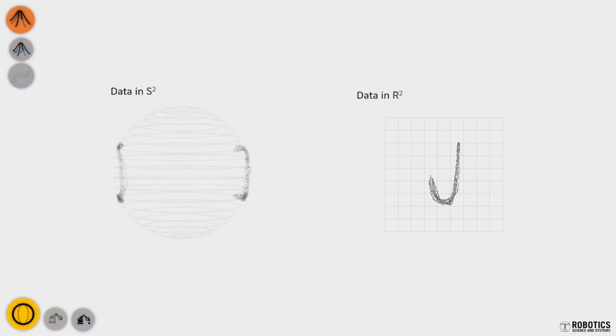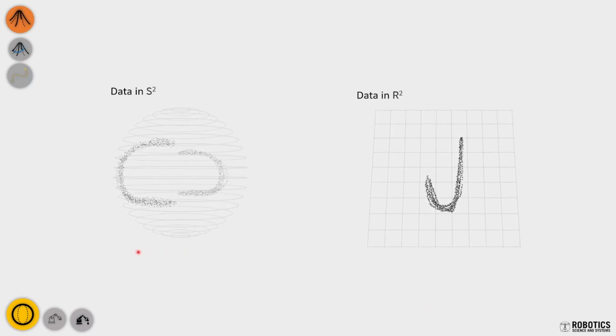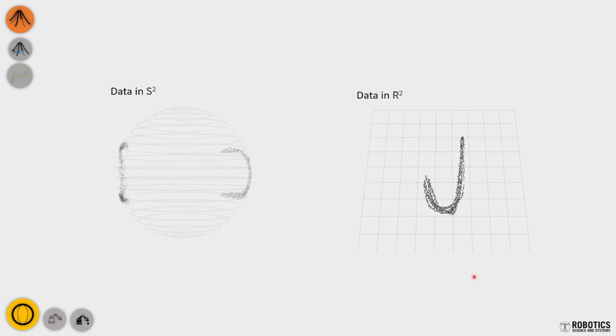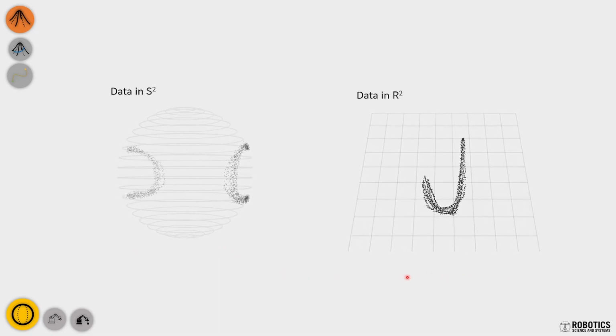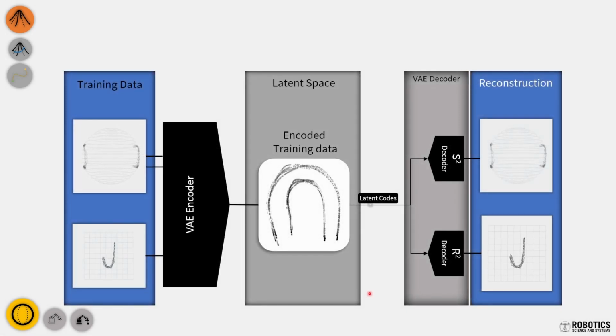In the toy example, the data is defined in R2 and S2, which is a simpler version of position and quaternion data in robotics. Data in S2 looks like the character C in an antipodal manner, and the data in R2 looks like the character J on a 2D surface. As we mentioned, we use a variational autoencoder for extracting the uncertainty. The VAE learns to reconstruct the data as closely as possible, meanwhile providing a regularized latent space.